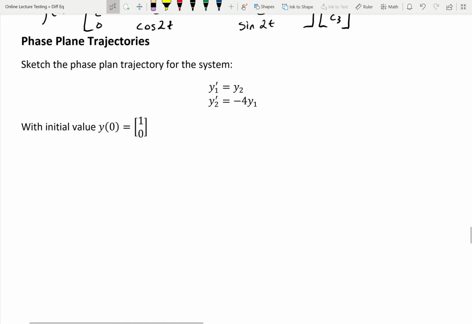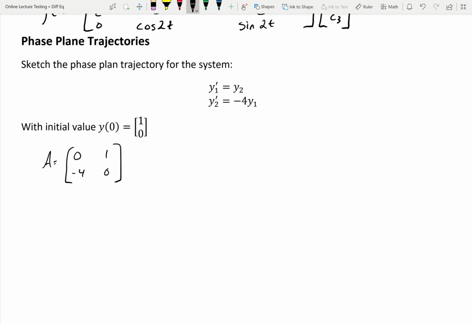Again, here I'm just going to go over an example of these, because it's not that bad, especially when you have an initial value problem. So, sketch the phase plane trajectory for the following system, where y1 prime is equal to y2 and y2 prime is equal to negative 4 y1, with the initial value where t is equal to 0, y is equal to 1, 0. So our A here in this case would equal 0, 1, negative 4, 0.